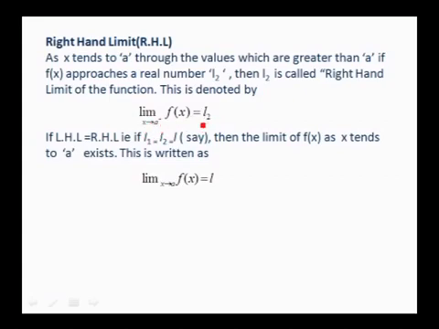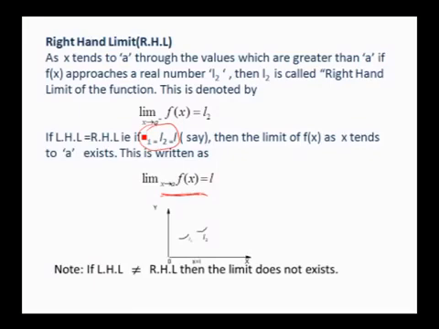So the most important thing is, only when L1 is equal to L2 do we say the limit exists. Suppose it is L, then we say the limit of f(x) as x tends to a is equal to L, only when this L1 is equal to L2. On the other hand, if L1 is not equal to L2, suppose here L1 is here and L2 is here, so this is L1 and this is L2.